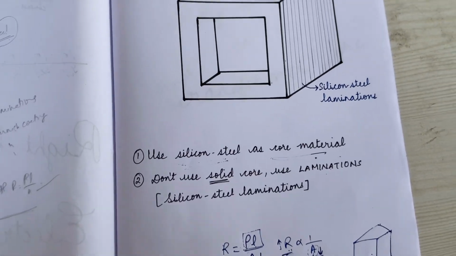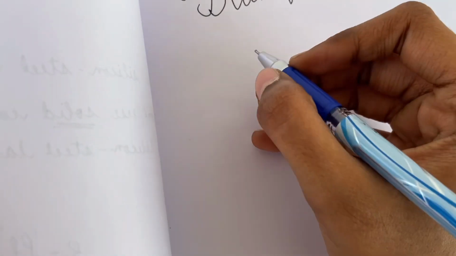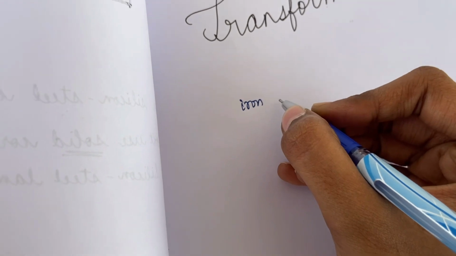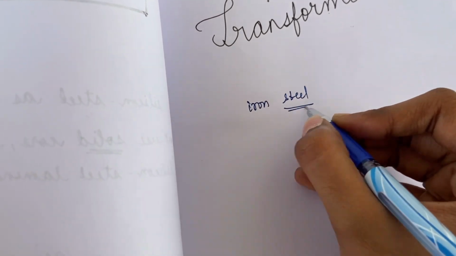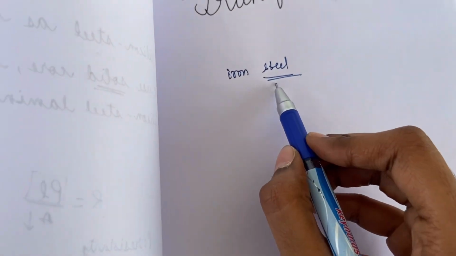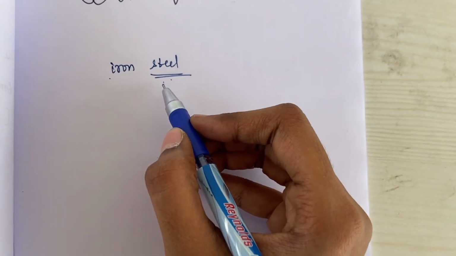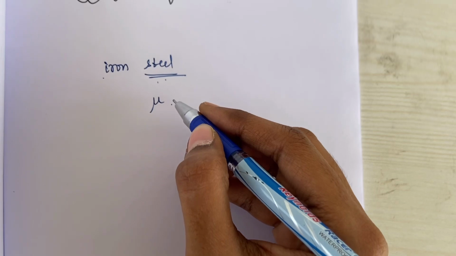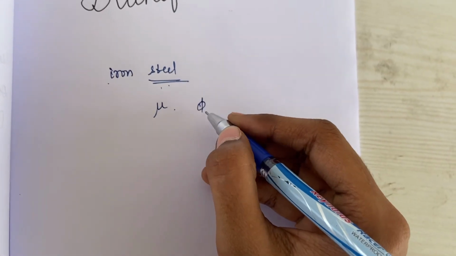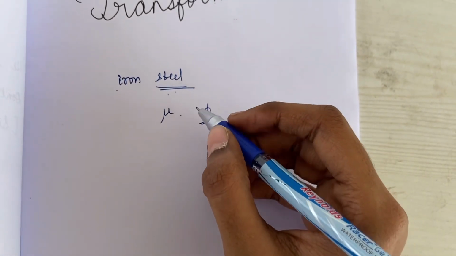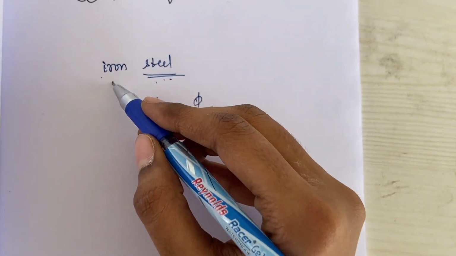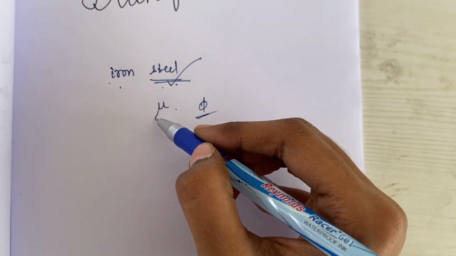First let me discuss why, among iron and steel, we prefer steel. We prefer steel because steel has high permeability compared to iron. Why do we need a high permeability? Because the core has to permit the flux, so we require high permeability. So among iron and steel, we prefer steel because it has high permeability.